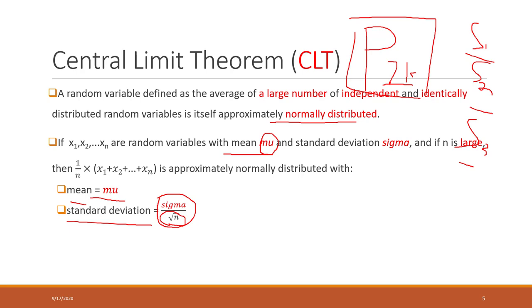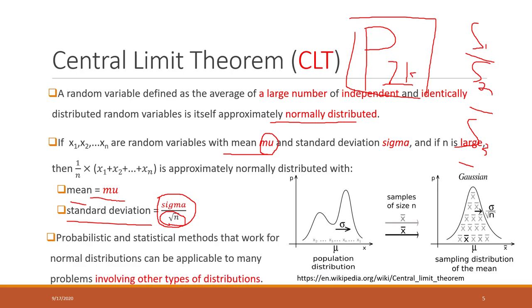And why is that very, very important? Because no matter how the population is distributed, we can always get samples from it. As long as we can get enough samples, the mean values of those samples will be normally distributed. And we can also apply the methods that work on normal distributions.